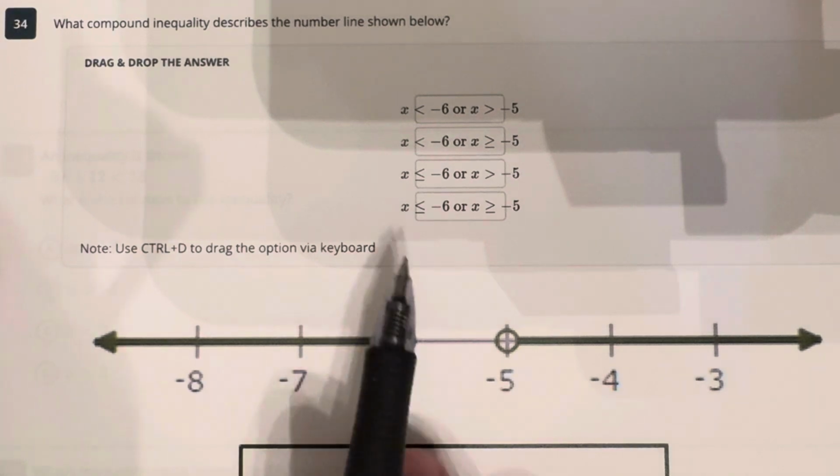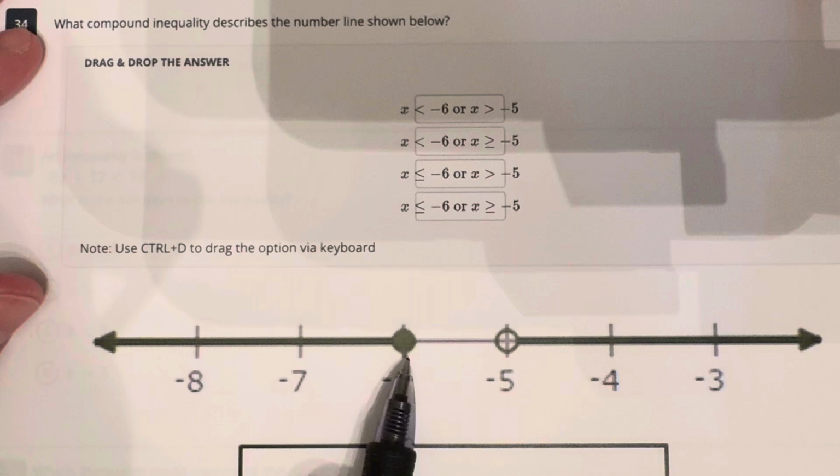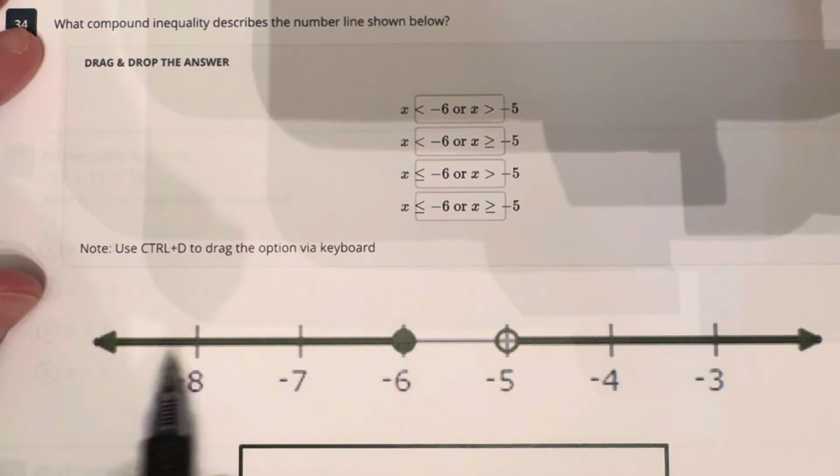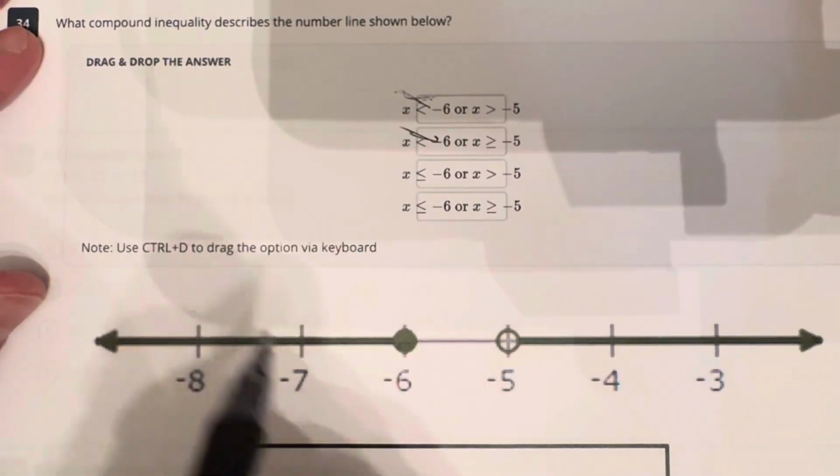So basically we have an or compound inequality, and we know it's an or because both arrows are pointing away from each other. This is going to be a filled in circle on -6, so we know that it has to be a less than or equal to sign because the arrow is going to the left. So it cannot be these first two choices.